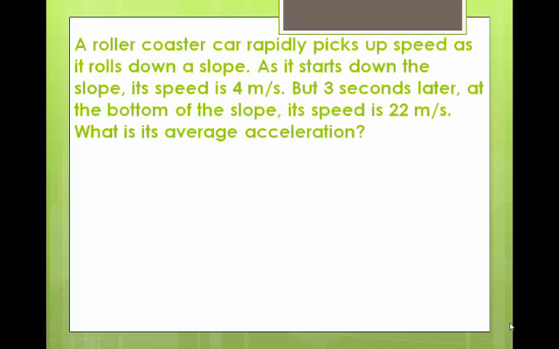Here's another example. A roller coaster car rapidly picks up speed as it rolls down a slope. As it starts down the slope, its speed is 4 meters per second, but 3 seconds later, at the bottom of the slope, its speed is 22 meters per second. Sorry, meters per second. What's the average acceleration? So you would use your equation for acceleration. 22 minus 4, because 22 is what your final speed was, what it ended up as. And then you subtract the initial speed of 4 meters per second divided by 3 seconds, gives you 6 meters per second squared.